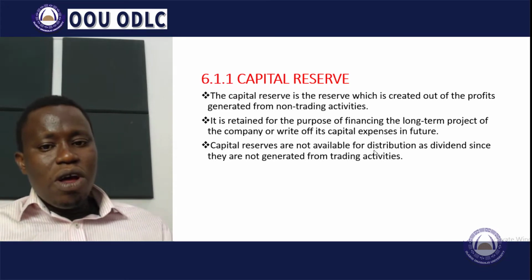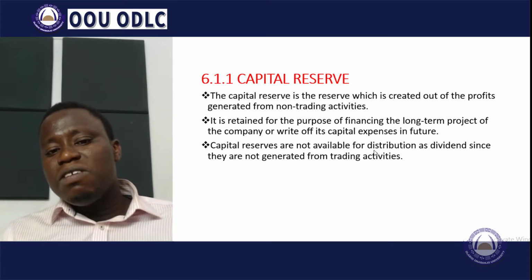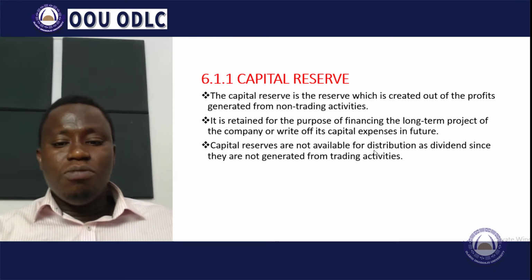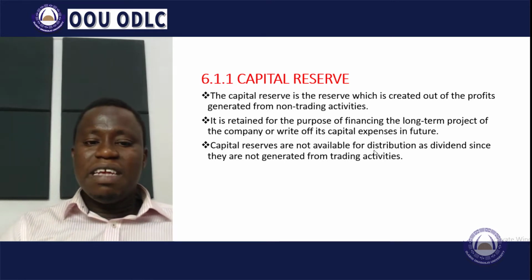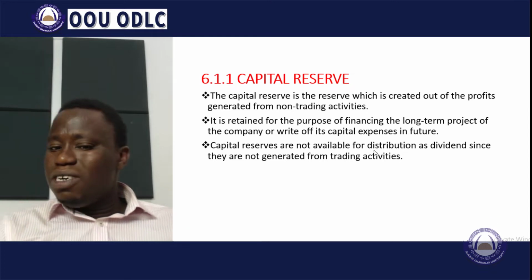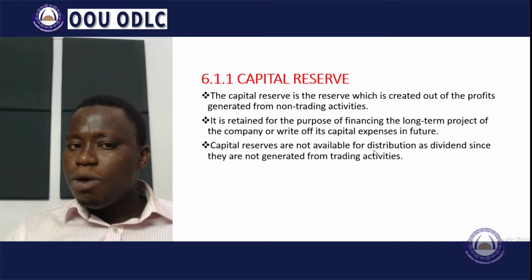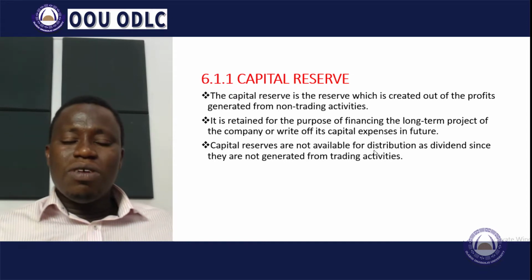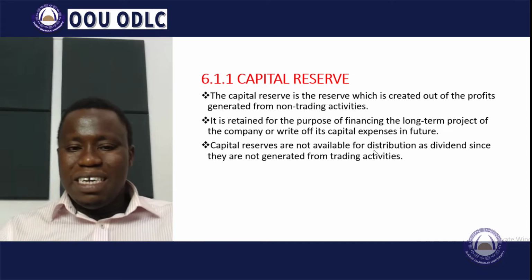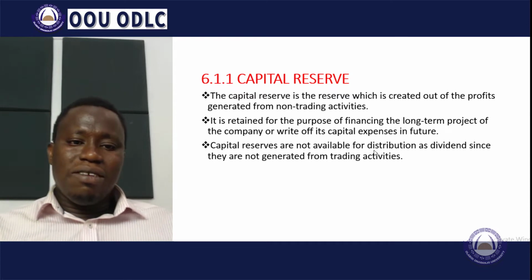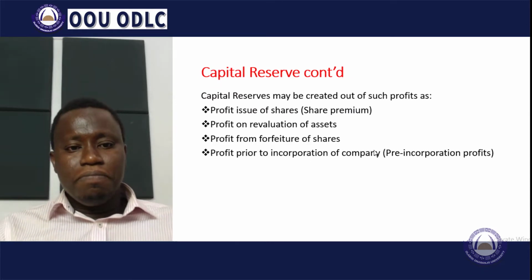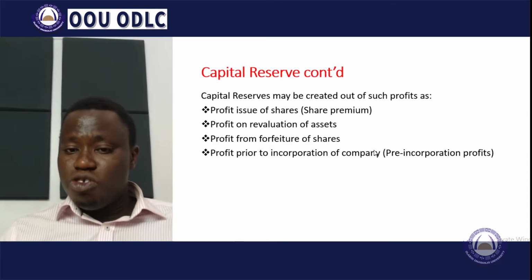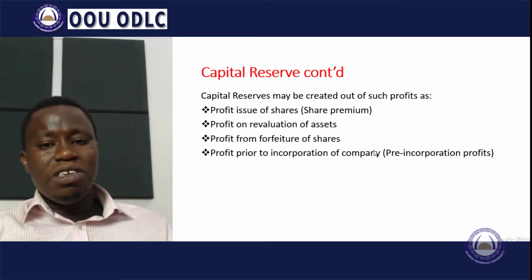It is important to understand this as well, that capital reserves are not available for distribution as dividend, since they are not generated from trading activities. The bottom line of this is that capital reserves are reserves that are set aside or created out of profits generated from non-trading activities. Now, what are the non-trading activities or such profits that can be generated from non-trading activities?